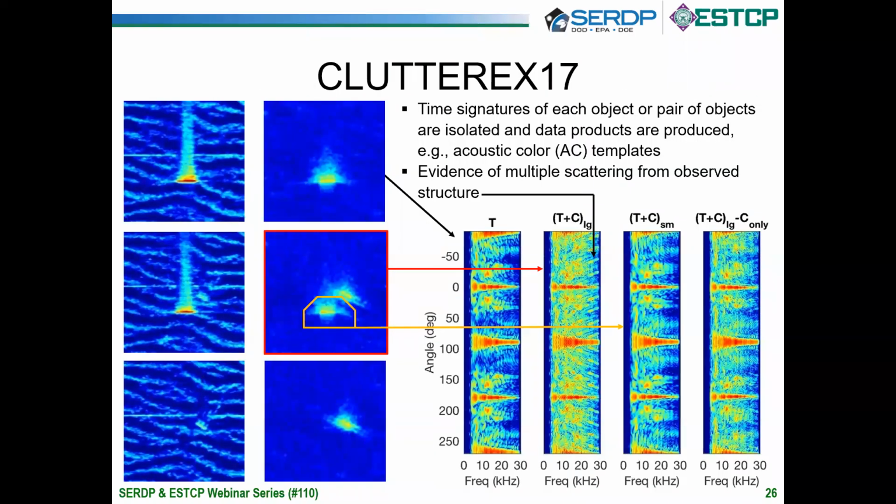So what we did in our CLUTTEREX experiment, we took data with just a target in the target field. That's the top row of images on the left. We took data with the target and the clutter item in the target field. That's the center column of SAS images. And then we removed the target and just took synthetic aperture sonar data on the clutter item itself.